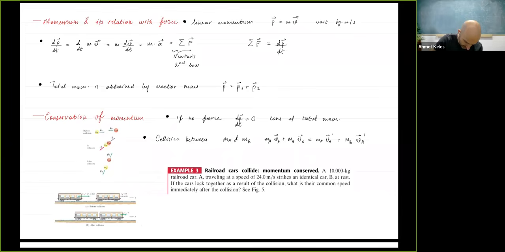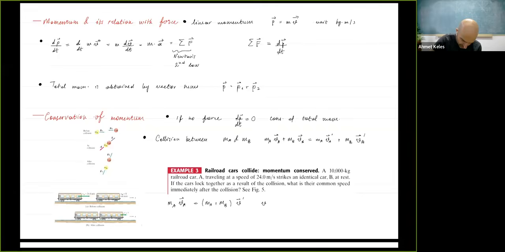Okay, so I have MA, let's call it M because they are all the same mass, times VA, and MB times VB, but VB is at rest, so it's 0. This is supposed to be equal to the mass after collision. Let's write it like MA plus MB, and the velocity, let's call it V prime. And the question is asking us, what is their common speed immediately after collision?